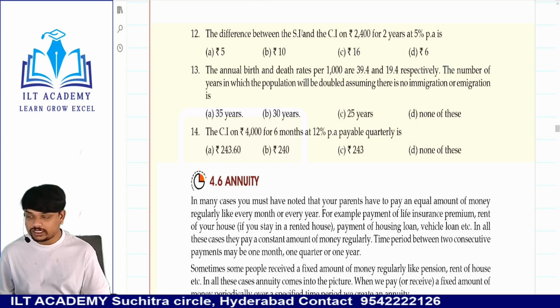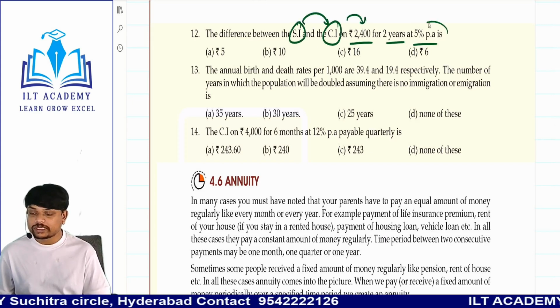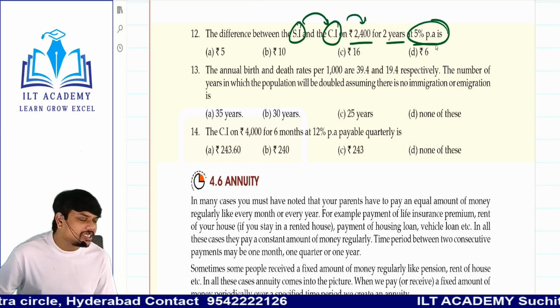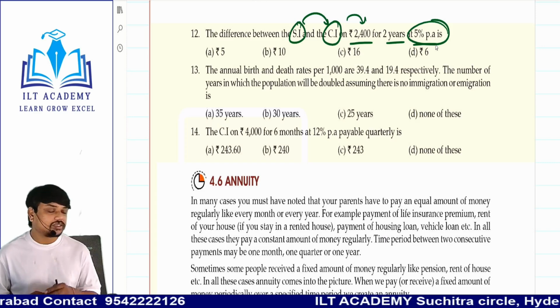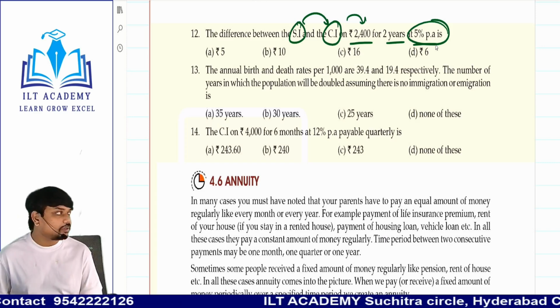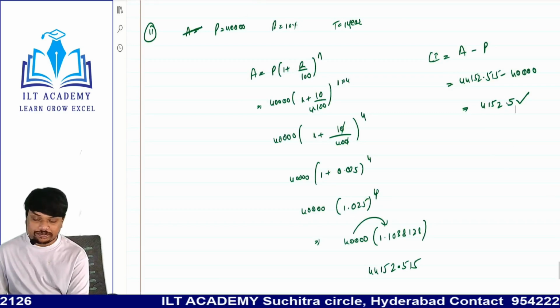The difference between the simple interest and the compound interest on 2400 for 2 years at 5% per annum is. Now this is a basic question. You need to find the difference between the compound interest and simple interest for 2400 for 2 years at 5% per annum. Now let us do our simple interest again. Very easy.